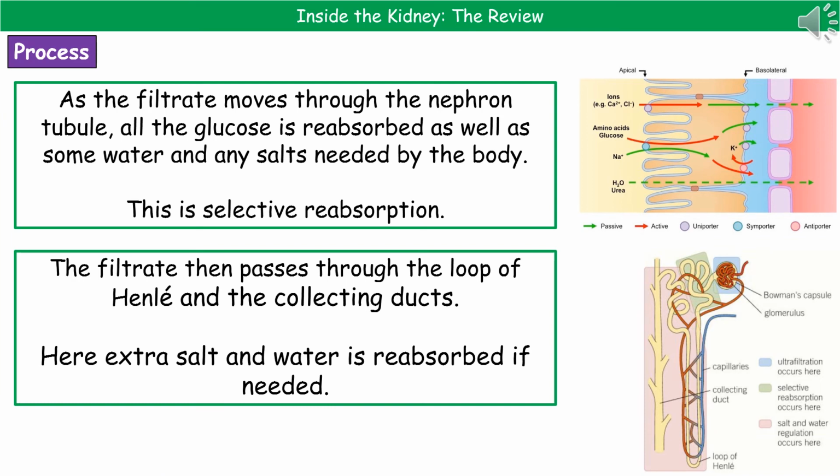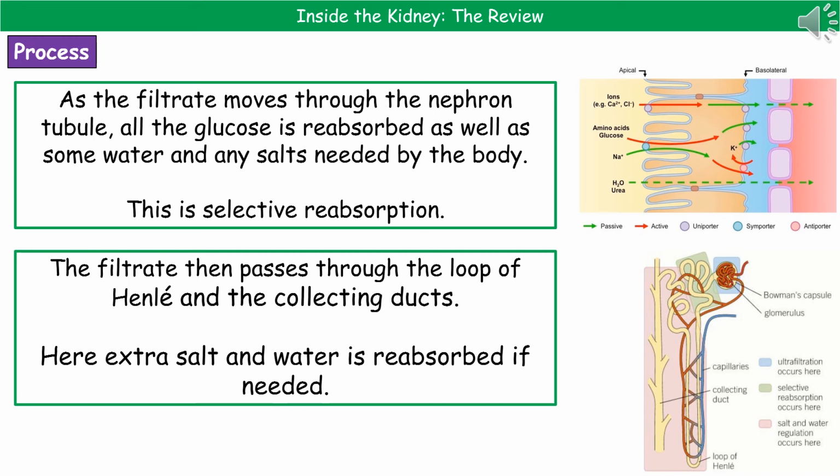So from the Bowman's capsule, if you look at the diagram in the bottom right, you can see that yellow tube that then continues on down. So that filtrate is going to move through the nephron tubule, and as it does so, all of the glucose is reabsorbed. Now, it's not just glucose that's going to be reabsorbed here. Some of the water and any salts that our body needs are also reabsorbed back into the blood. And that's a process called selective reabsorption. We're only reabsorbing the bits that we actually need in our body.